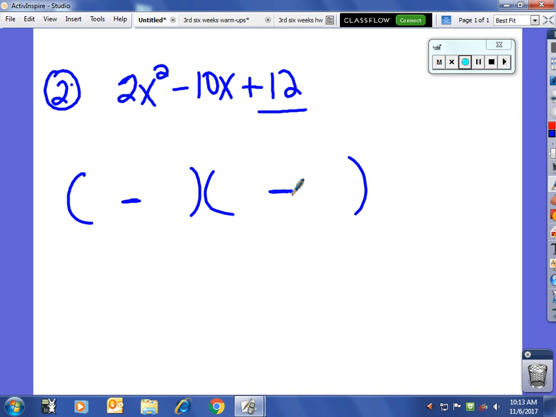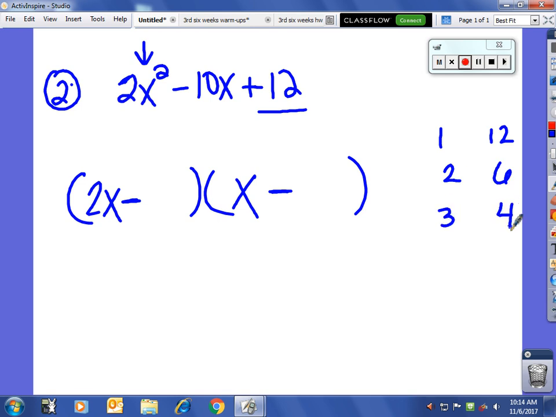The other thing that's not too bad about this is at least, even though a is not a 1, it's only a 2, and there's only one way to get a product of 2x squared: 2x and 1x. So I know it's negative negative, and I know 2x and x have to be my leading terms. But 12 could be 1 and 12, 2 and 6, or 3 and 4.